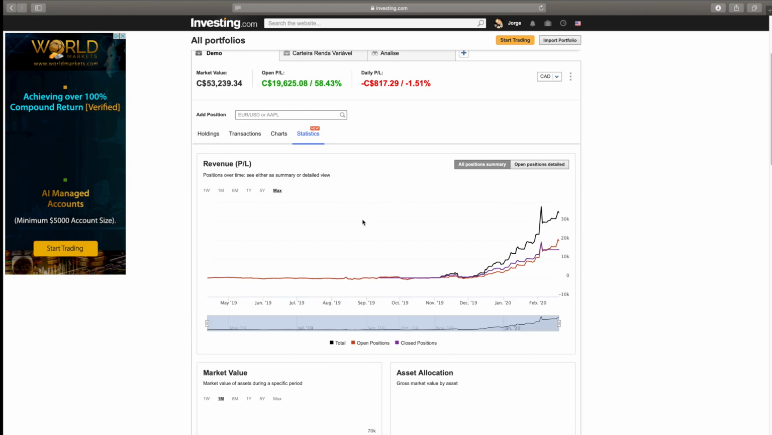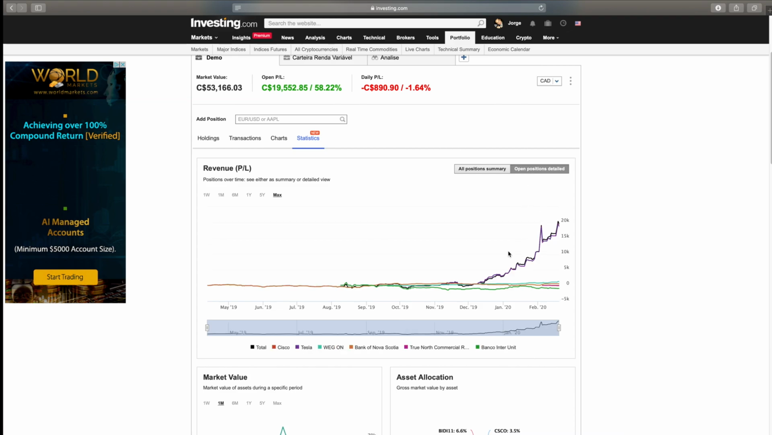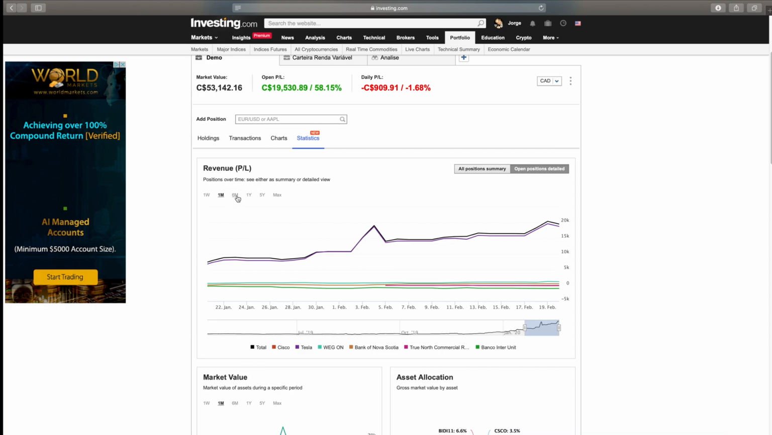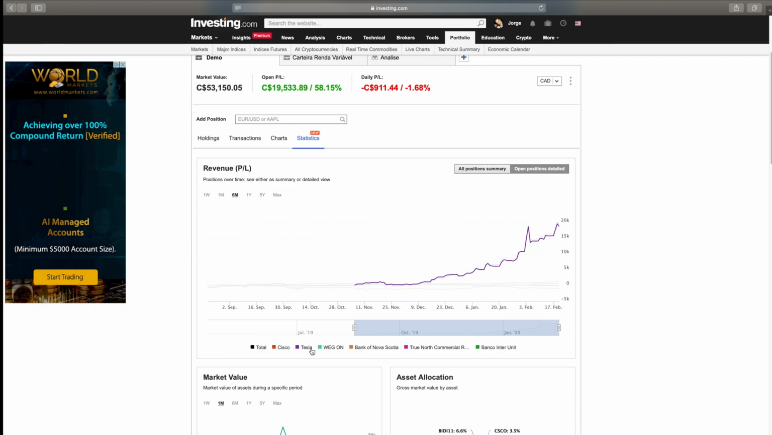When you go to statistics, this is a very cool place, a very cool menu. In the statistics, you can see all the statistics you have about your portfolio. So we have here revenue, P&L. You can separate by all positions or just the open position detail. So let's put here the detail of open position. Let's put the time frame at 6 months. And here you can see how the performance of my shares was. If you want to see only Tesla, you stop the mouse here, you see only Tesla. I remove it.